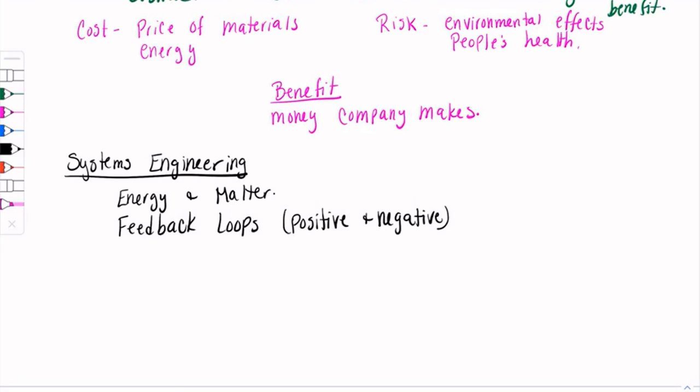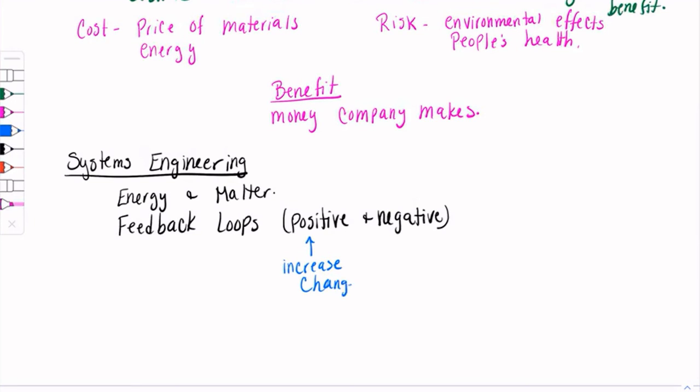So in positive feedback loops you increase the change in the system and you make the system less stable. So positive feedback loops increase change, make less stable. And negative feedback loops, you decrease the change and you make them more stable. Okay, so look through those when you get a chance.